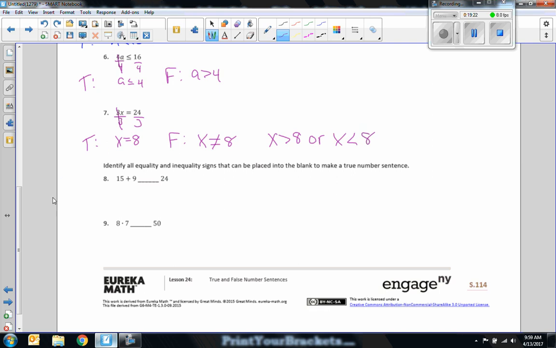All right. So now it says identify all equality and inequality signs that can be placed into the blank to make a true numbered sentence. So I'm going to solve this underneath. I'm going to simplify this. 15 plus 9 is 24, and the symbol that would make that true is an equal sign. 8 times 7 is 56. So I could put is greater than, or I could put is greater than or equal to. Either one would work. Okay, so I will put both. Those are the two possible answers: greater than or equal to, or just simply greater.